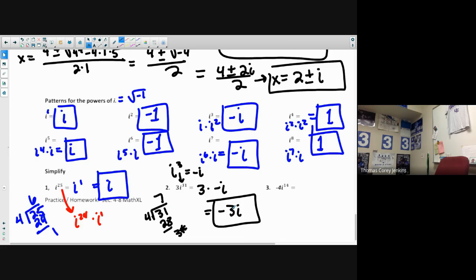All right, so then number 3, thinking about 14. So what's your remainder if we divide 14 by 4? Your remainder would be 2. So this power of i is equal to whatever i squared is. That's negative 1. So this is equal to negative 4 times negative 1, which is equal to positive 4.